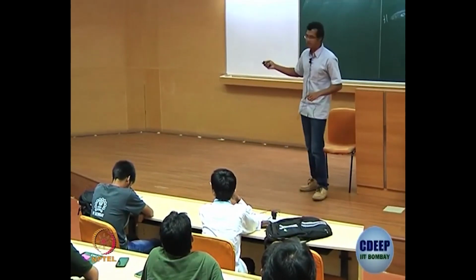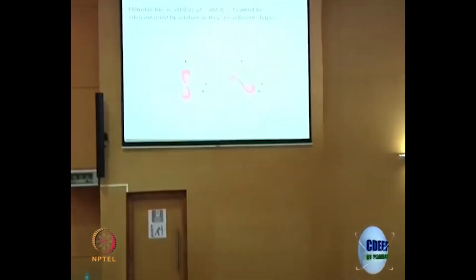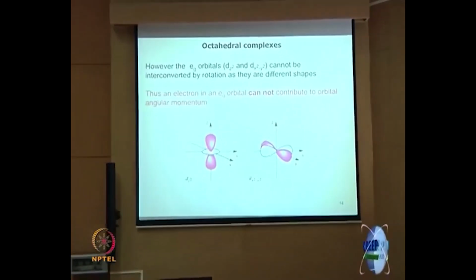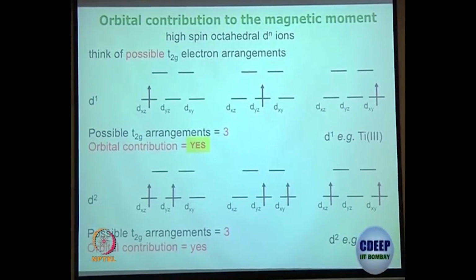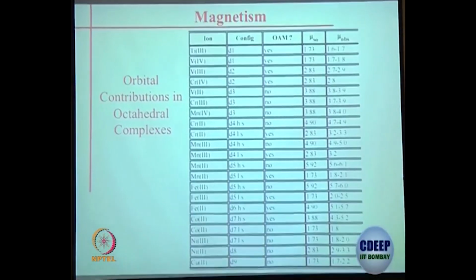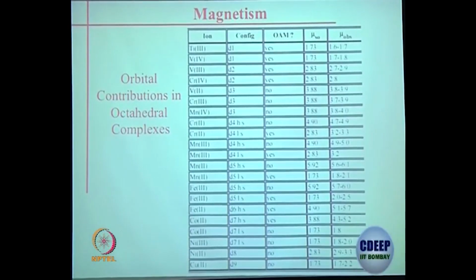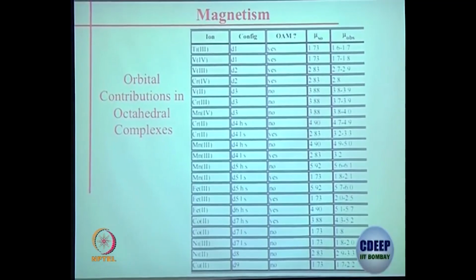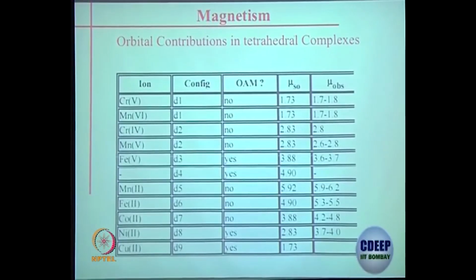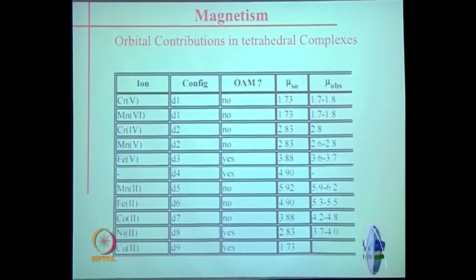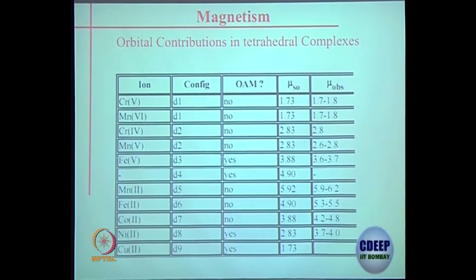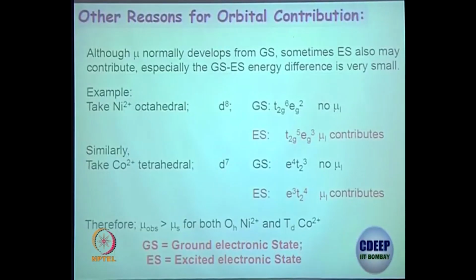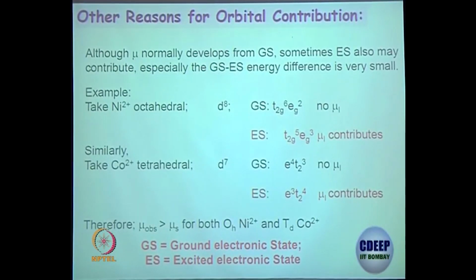Okay, let me proceed further. We have dz2 and dx2-y2, which are not interconvertible, and we started saying that for d2, these are the values, and then we are saying whether orbital contribution is possible or not. Yes or no answer. Now the same way it is true for tetrahedral complexes. You can find out whether it is there or not. If there is any discrepancy, then just let me know. I think this is from the book directly.